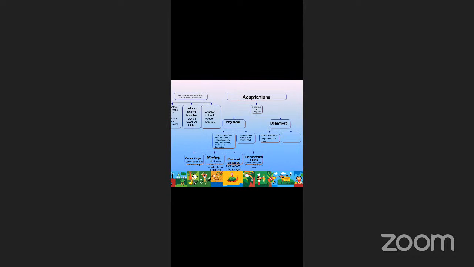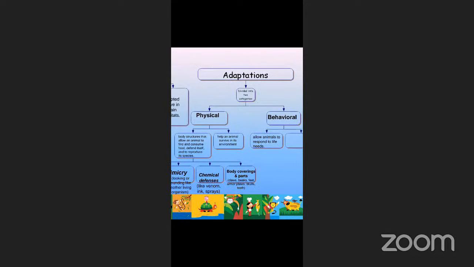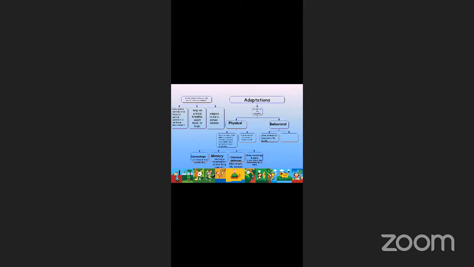Then next is behavioral adaptation. All these so far, whatever we have discussed, are physical adaptations. Now, behavioral adaptation is nothing but how they behave. To survive in a particular environment, they have to behave in a certain manner. Behavior here means to respond. That comes under behavioral adaptations. It allows the animals to respond to their life needs, that is, what their necessities are for survival, and for that they have to respond.